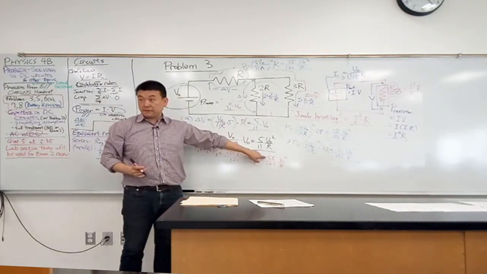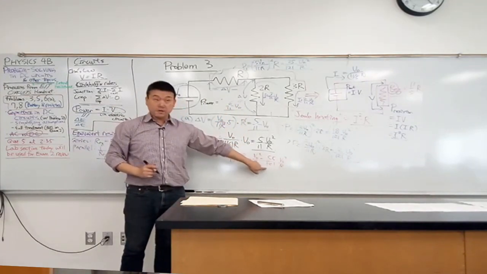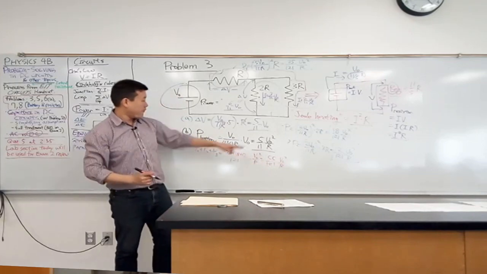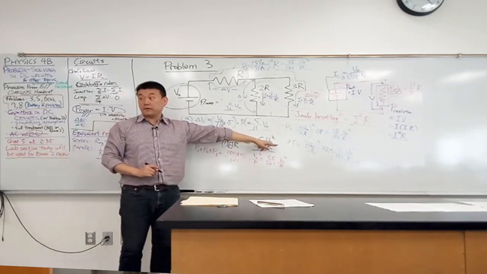This is 5 times 11. This is 11 times 11. So it is 5 over 11. 5 over 11 V naught squared over R.